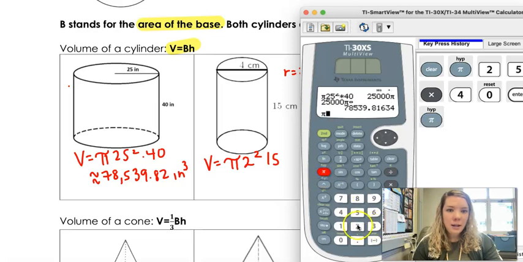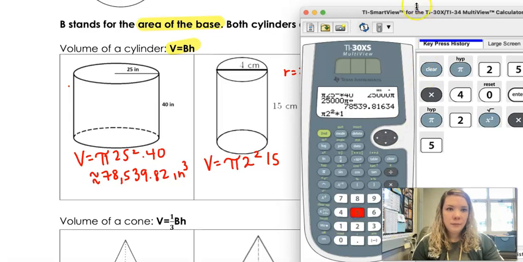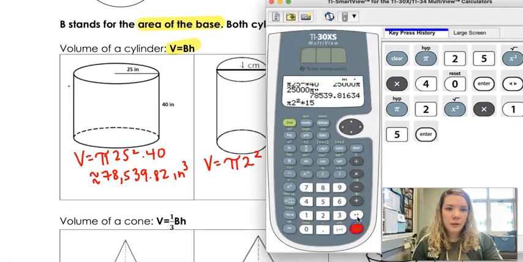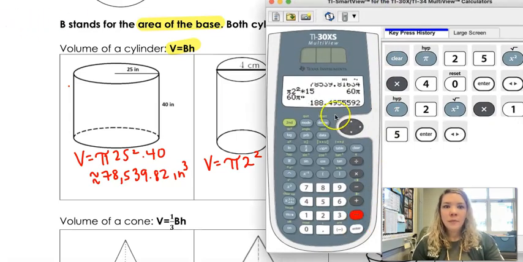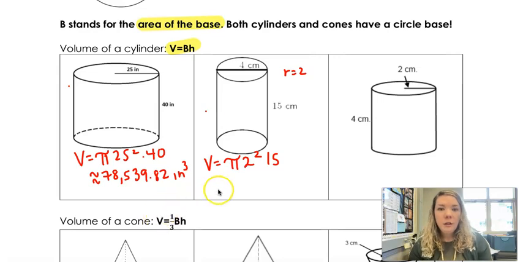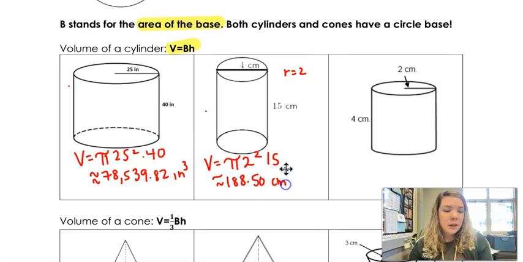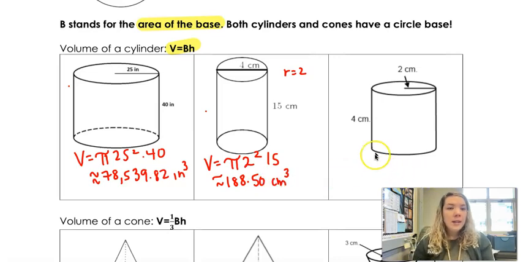All right, pi 2 squared times 15. 188.50 is what we'd round that to. Okay, so 188.50 cubic centimeters. Okay, last one, this time it gave us radius, so that's fine, nothing new there.